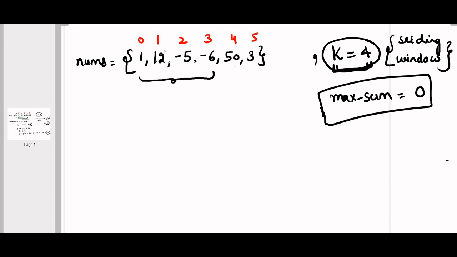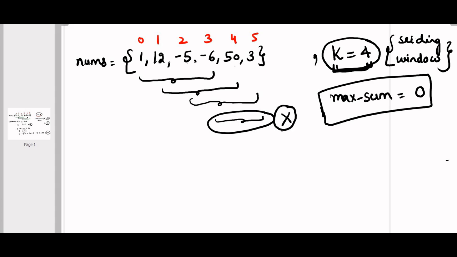What would be our next window? The next window will start from the next element. This would be our next window of size 4. Then what will be your next window? Starting from the next element: minus 5, minus 6, 50 and 3. This will be your next window. Now if you start from the next element, minus 6, 50 and 3, you get only 3 elements, right? So this cannot be your window because you need a window of size 4 only. So we have only 3 windows in this case. That means we have 3 subarrays.